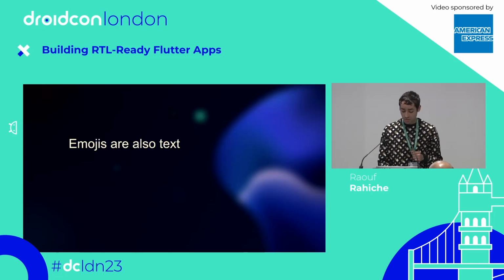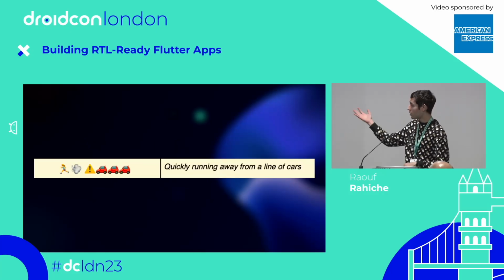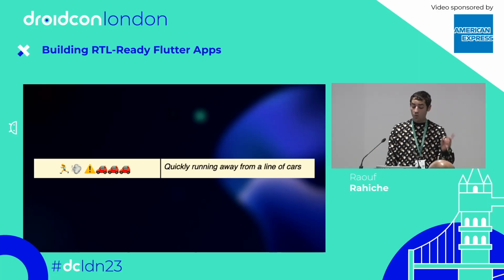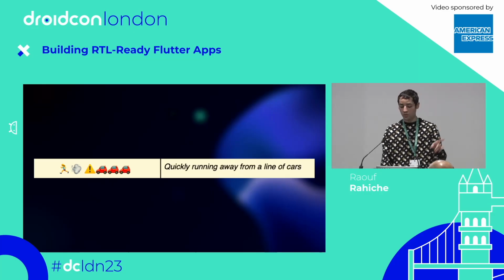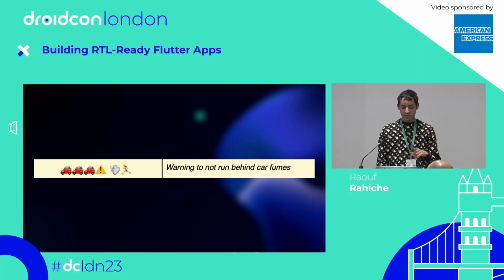Remember, emojis are also text. Emojis send messages, but let's take a quick look here. If you look at the message here, it's from left to right. Take a moment. Quickly running away from a line of cars. That's the message being sent. Now we are going to do it in Arabic, from right to left, but we're just switching the order because it's right to left. So it's a completely different message.